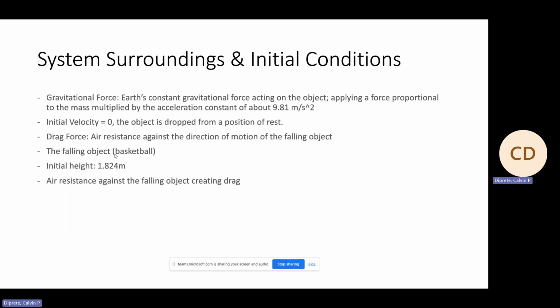For the system, surroundings, and initial conditions, the gravitational force is a constant acting on the object. It applies a force proportional to the mass multiplied by the acceleration constant, about 9.81 meters per second squared. The initial velocity is 0 because the object is dropped from a position of rest. The drag force is the air resistance against the direction of the motion of the falling object. It's calculated later in the models. The falling object is the basketball itself. The initial height that it's dropped from is about 1.824 meters, and the air resistance against the falling object creates the drag.